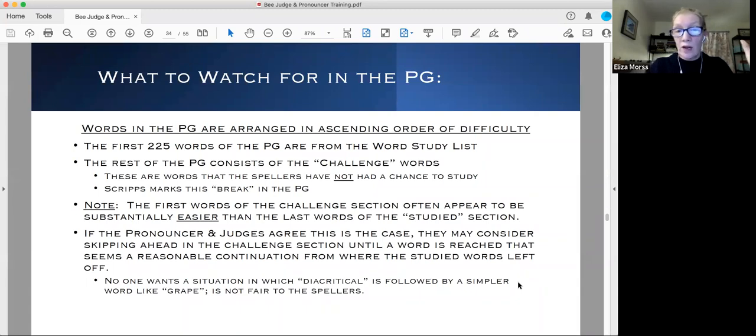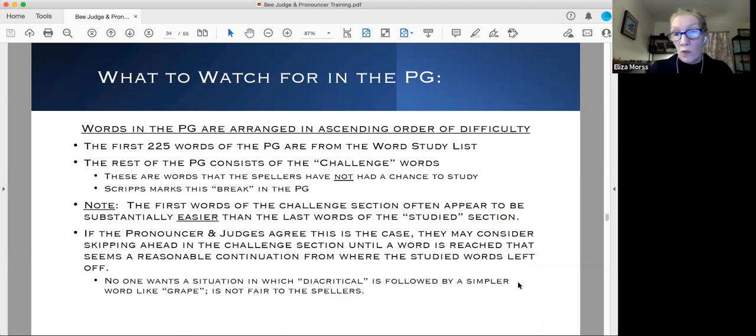Scripps marks this break in the pronouncer guide. It doesn't just sort of appear out of the blue. They say, here are the challenge words. And the challenge words exist to do exactly that, provide challenge. Also, this is a game. The bee is a game. And eventually, everyone needs to go home at night. So we need to find a way for it to end.